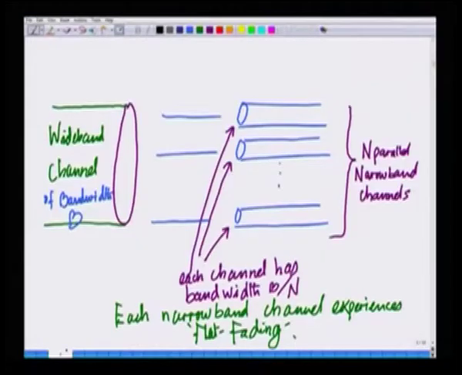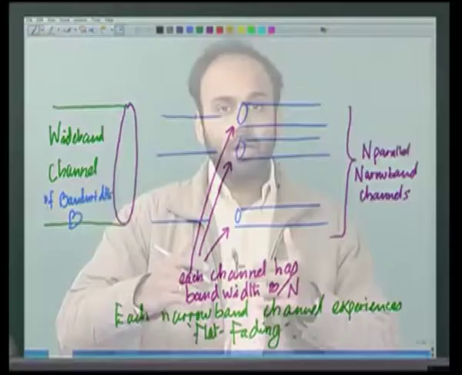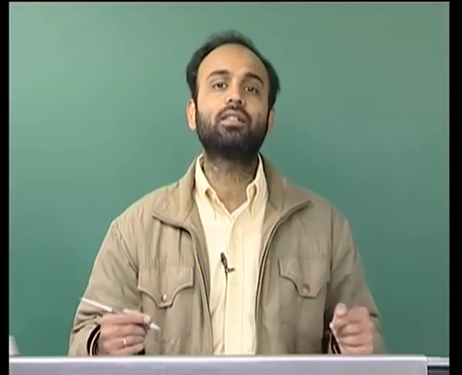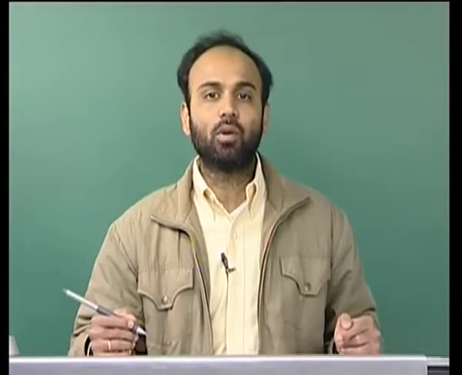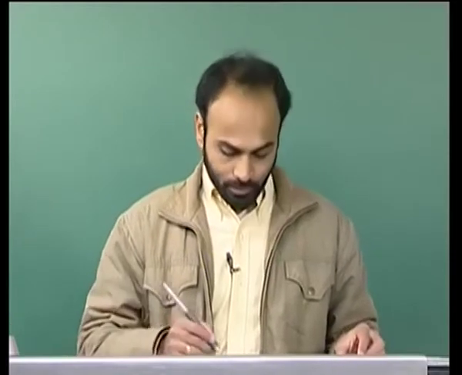And we said thus this essentially converts a wide band channel of bandwidth B into n parallel narrow band channels of bandwidth B by n, such that there is no inter-symbol interference across any narrow band channel and detection is easy across each narrow band channel. That is the big advantage of this OFDM system.